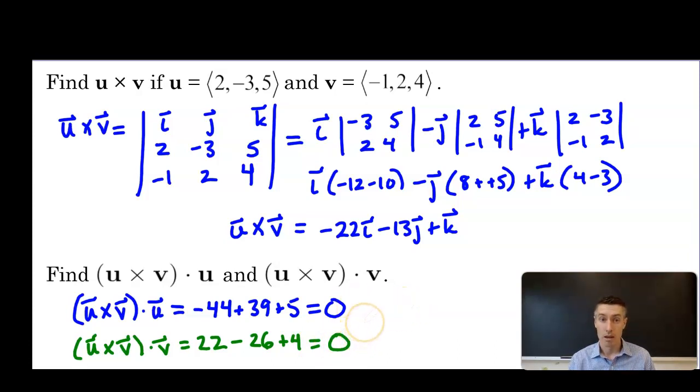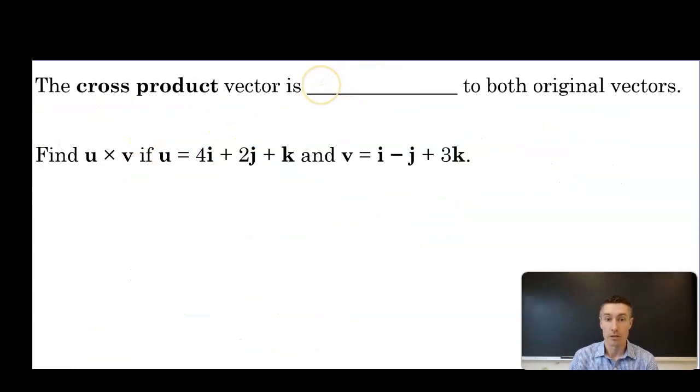Now thinking back to our video on the dot product, that means that these vectors are orthogonal or perpendicular. So that means the cross product vector is a vector that is perpendicular to both u and v. And that trait of the cross product vector is one of the most important, and it will be something that we build off of as we continue through this course. So the cross product vector is orthogonal to both original vectors. Write perpendicular in your notes if that's helpful.